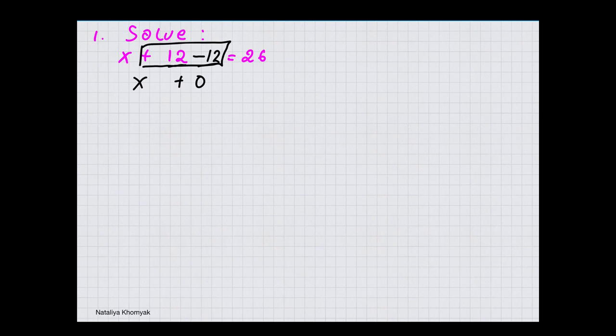But whatever we do to one side of the equal sign, you want to do the same to the other side, and we get 26 minus 12, 14. So x is equal to 14, and this is our solution.